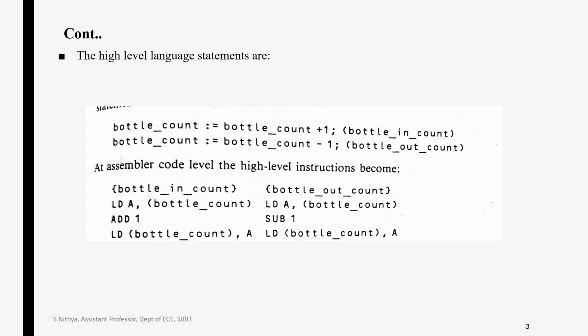The bottle in count program loads the bottle count value into the accumulator. The accumulator is incremented by 1, and whatever the accumulator value is, it is stored into the bottle count at the end. Similarly, in bottle out count, the bottle count is loaded into the accumulator A, it is subtracted, and finally the result is stored to the bottle count.